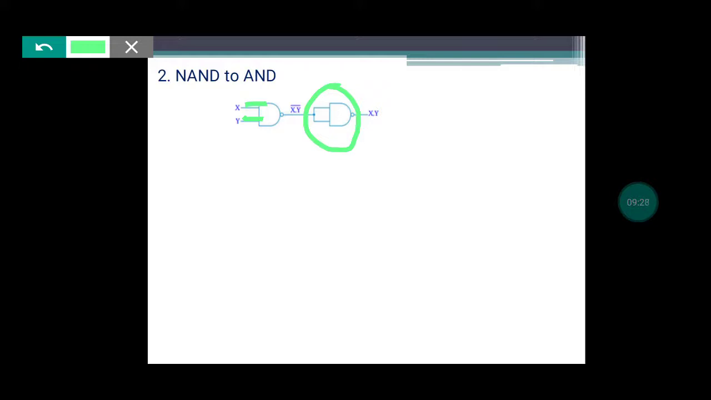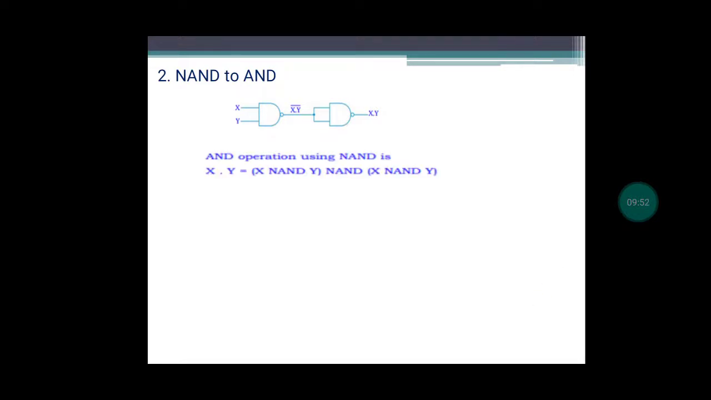It is a NAND gate. Okay, so if I give (xy) bar as an input to this gate, what will be the output? The output will be xy. Yes or no? Because this gate is performing the operation of a NOT gate, though it is a NAND gate. We have derived a NOT gate using the NAND gate. So using this we are going to derive an AND gate using NAND gates. Okay.